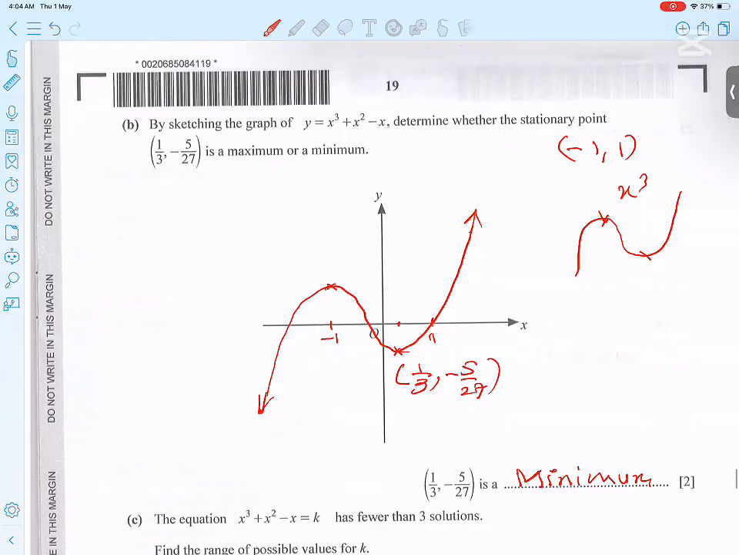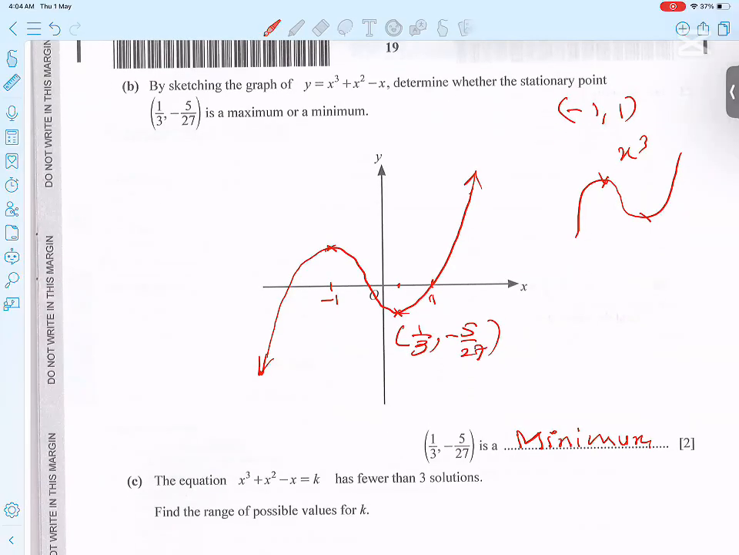Minimum, you can say also. So I hope the concept is very clear. And what is the y value here? It is 1. What is the y value here? Negative 5 over 27. Very interesting part. He's saying, look at this equation carefully. Does this equation totally match or not? Match.